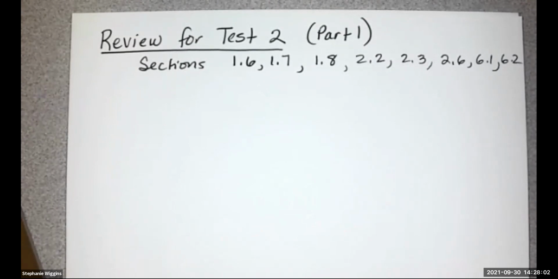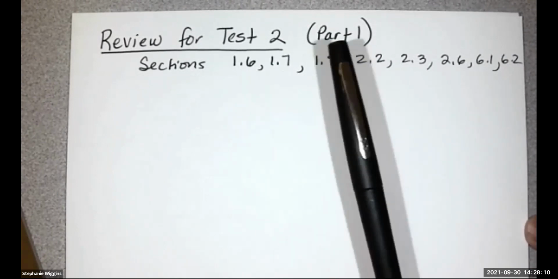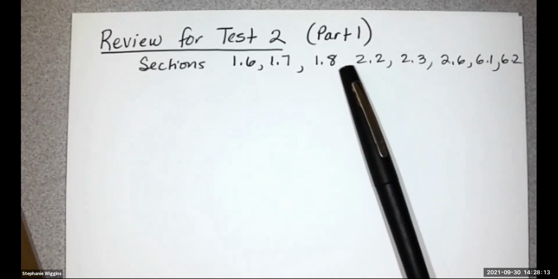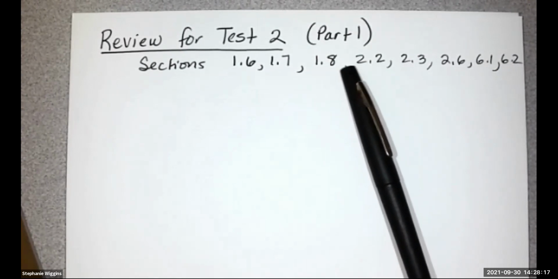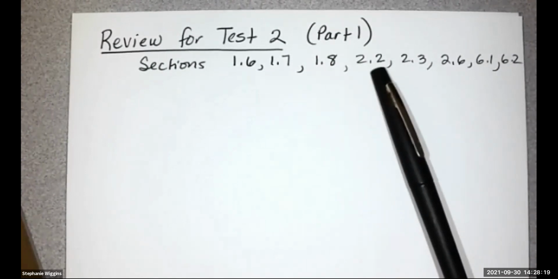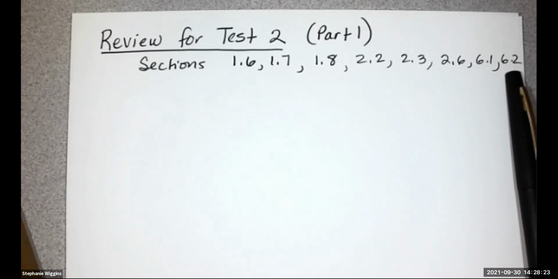Okay, we are going to review for test 2. The test covers these sections here, 1.6, 1.7, 1.8. I'm going to leave out 2.1. We did cover section 2.1, but I don't have anything from the test for that. Then we have 2.2, 2.3, 2.6, 6.1, and 6.2.